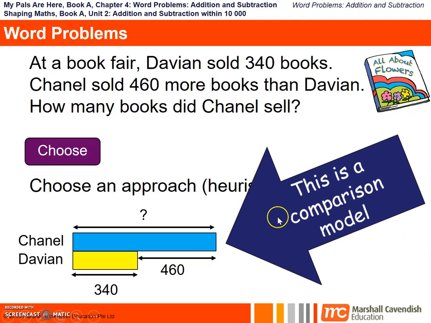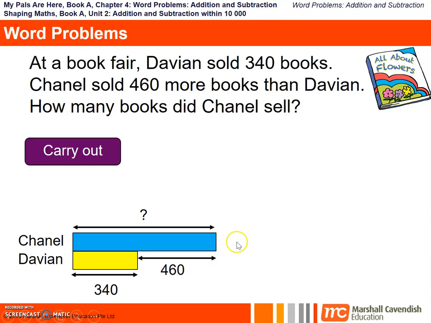Oh, by the way, this is a comparison model. So take note, this is how a comparison model looks like. You have one value on top of the other, stacked on top of each other for you to compare. So there must be a difference in value. For example, Chanel has more books sold than Davian. So therefore Chanel is stacked on top. So you can compare it with Davian with a shorter bar and it is stacked on top of each other. So this is called a comparison model. Note of this.